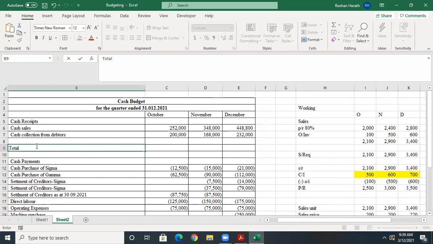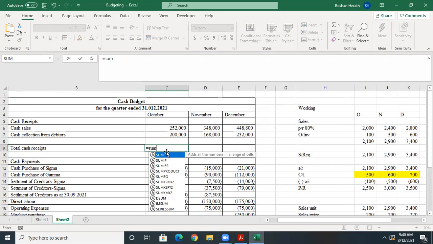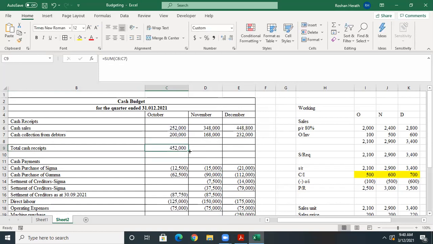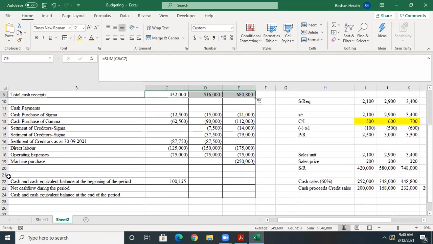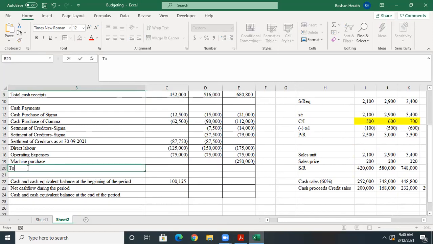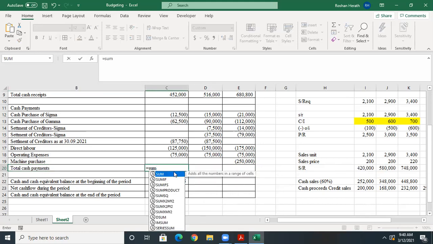Total cash receipts. Cash receipts අපිට කීයක් තියෙනවද බලමු. Simply the total, and add them together, this much. Then you have the total cash payments. Cash payments තියෙනවා අපිට. This much.